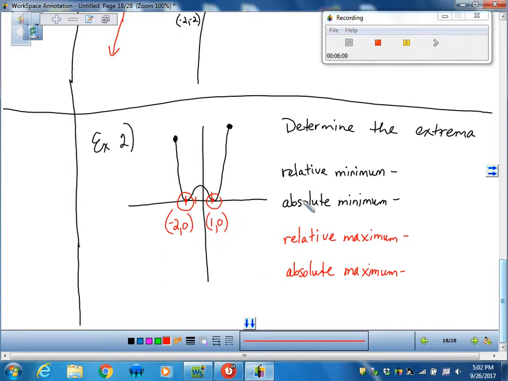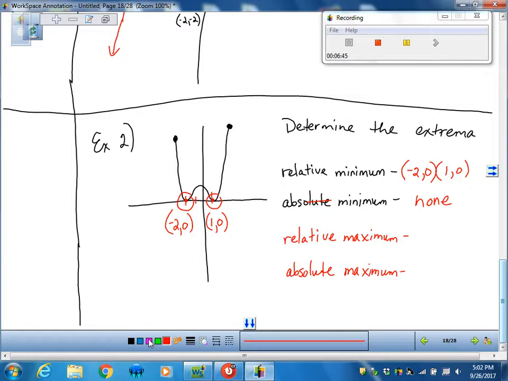Now, neither one of them is an absolute, because remember, with an absolute, you can only have one. And because they are both at the same depth, they're both at the same level as far as their height, neither one is lower than the other one. So both of them are relative, but neither one is an absolute. So for my absolute minimum on this one, I don't have a lowest point, so my absolute minimum is going to be none. So now we're ready to do our relative maximum.